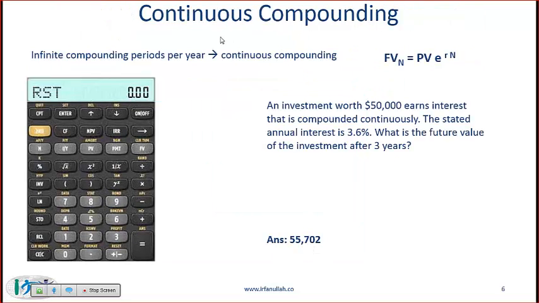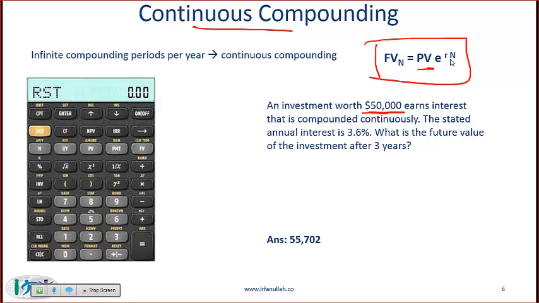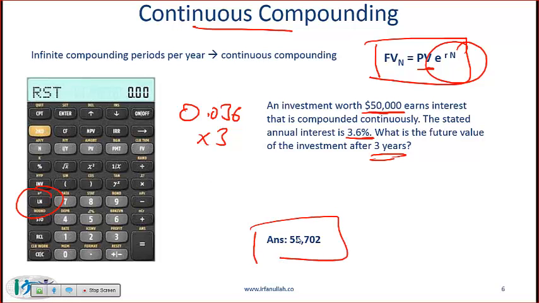All right. What if we have continuous compounding? Then you need to know this formula. So the future value is present value, that's the amount invested, times e to the power of r. R is the interest rate in decimal. So for r, you will plug in 0.036, and n is the number of years. So it would be times 3. The way you do this on the calculator is, for this part, you do 0.036 times 3, and then second, and then e to the power of x. Multiply all that by 50,000, and this is what you should get.